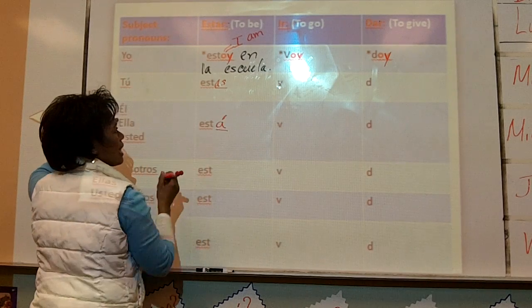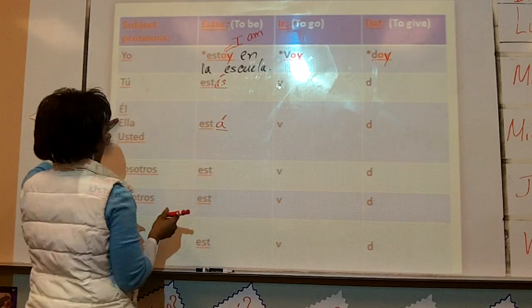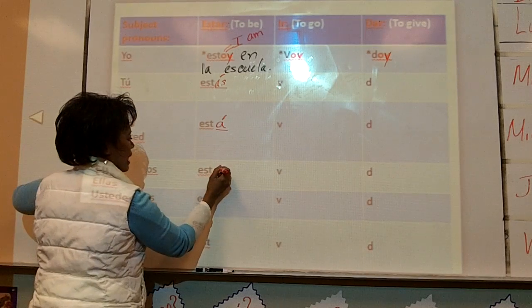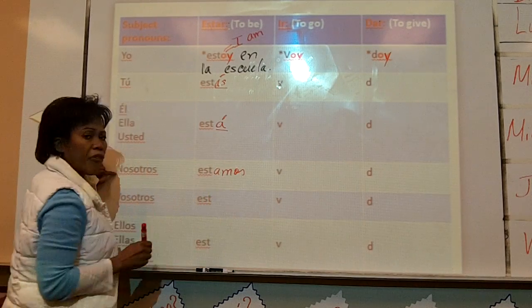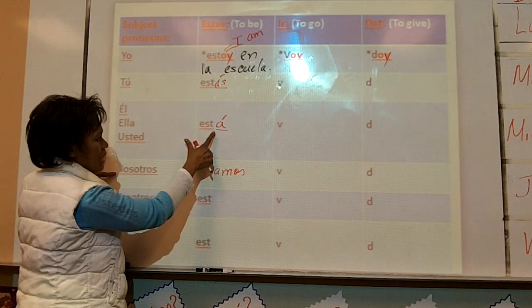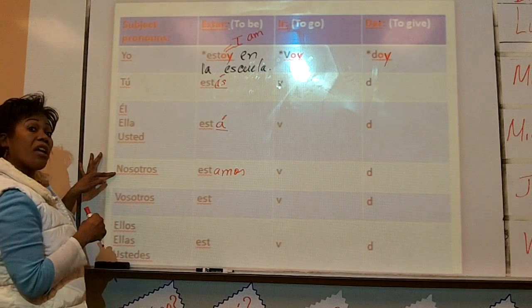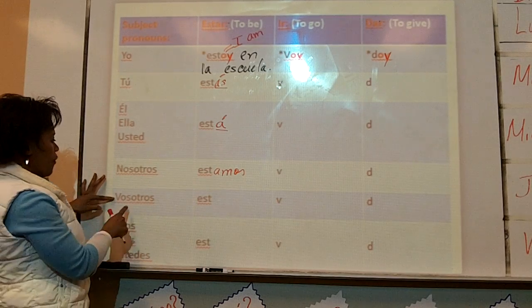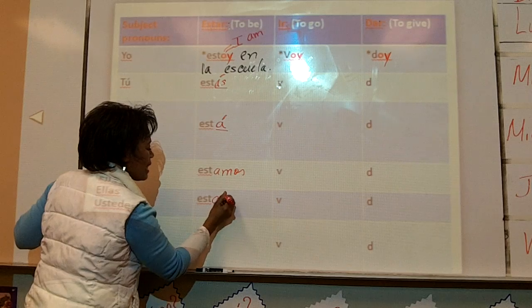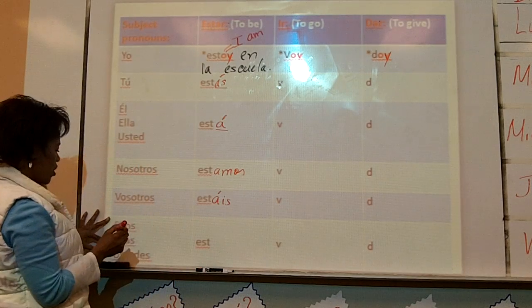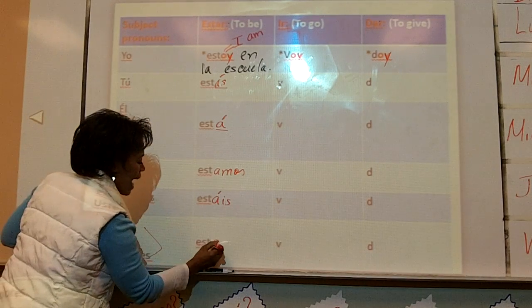Acento, I need to put an accent here, however, over the A. Nosotros estamos. If you recall, these are the same endings as the regular that we had before. Vosotros estáis. And ellos, ellas, ustedes están.